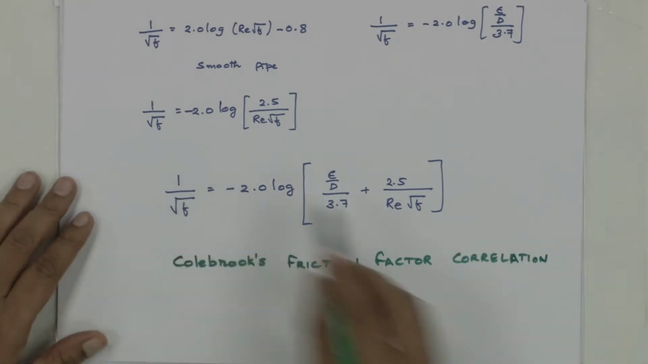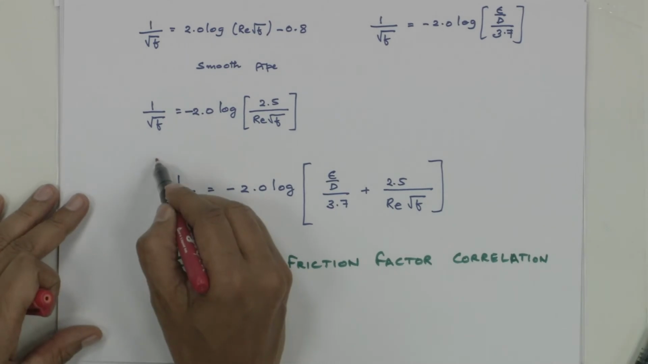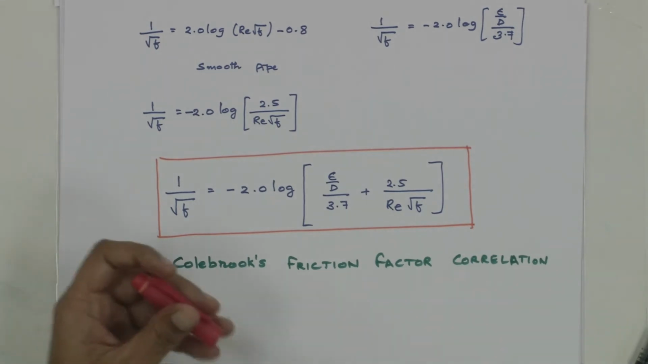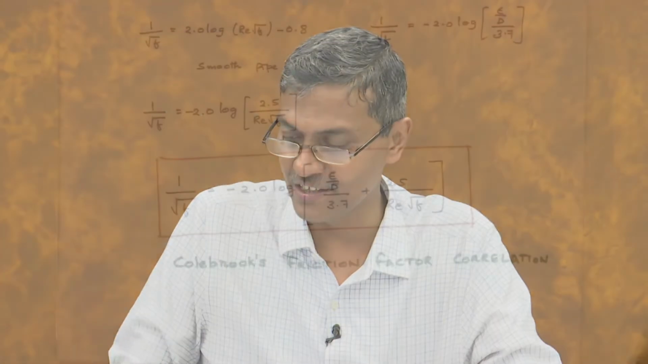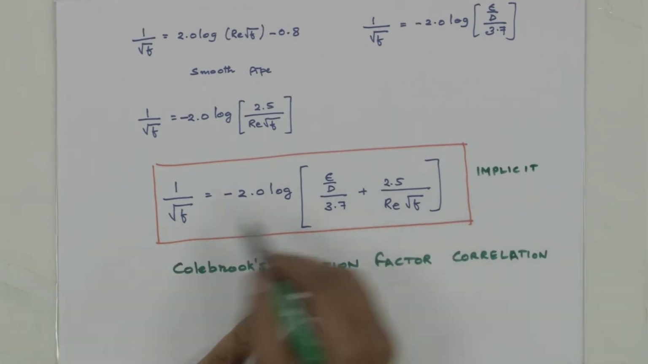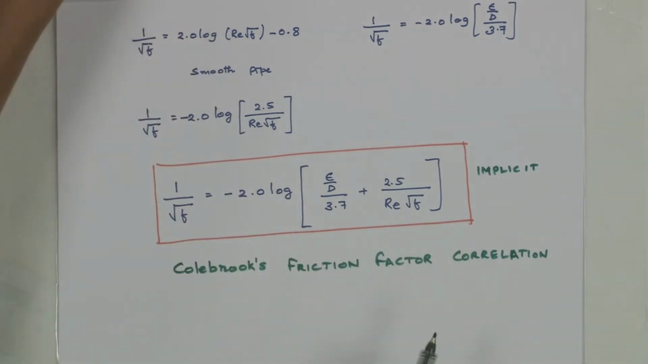Colebrook's friction factor correlation has stood the test of time, and it matches all the experimental data. So this correlation is very much used, but it is an implicit equation. As you can notice, f is there on both the LHS and RHS, so it is a little difficult to use. If it is a rough pipe, it is convenient to use von Karman's relation. The values are not very different for a given Reynolds number, so one can conveniently use von Karman's correlation for rough pipes.